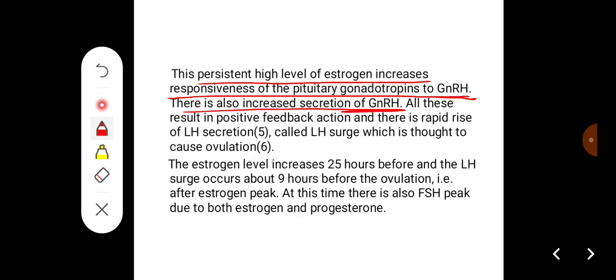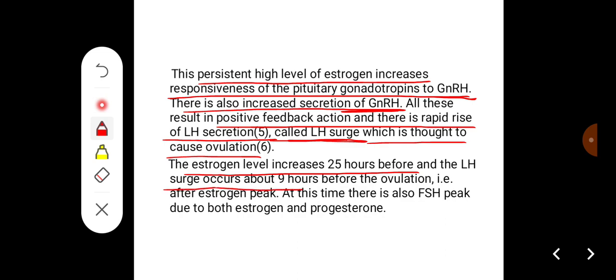All these result in a positive feedback action where there is a rapid rise of LH secretion, which is called the LH surge, which is thought to be the cause of ovulation. The estrogen level increases 25 hours before the LH surge, which occurs about 9 hours before ovulation, that is after estrogen peak. At this time, there is also an FSH peak due to both estrogen and progesterone.